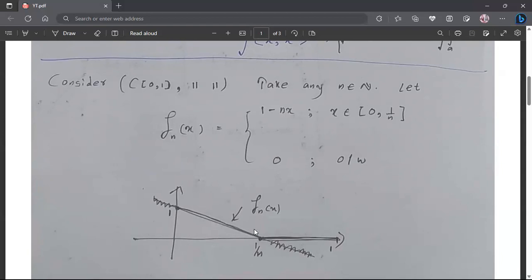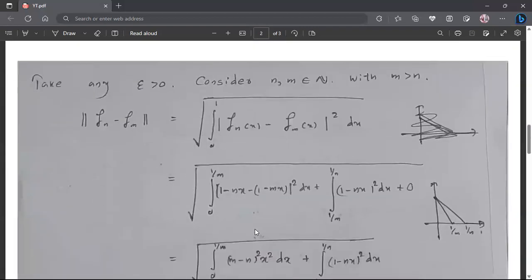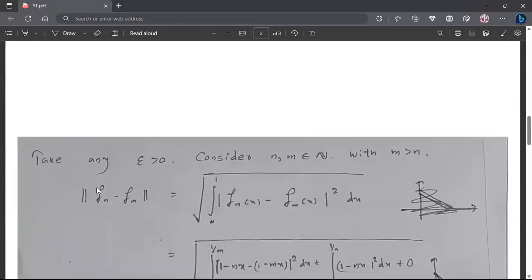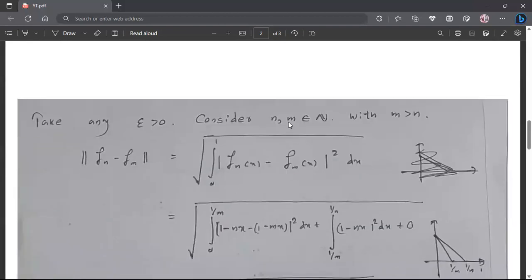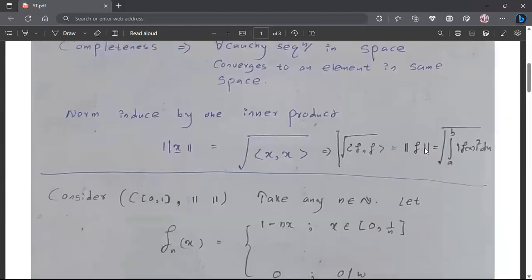So now what we are going to do is, first we have to show that this is a Cauchy sequence. So here we pick any arbitrary epsilon value and consider n and m in the natural numbers. Without loss of generality, we take m to be greater than n. So simply we are now going to evaluate the norm induced by the inner product, where the norm of fn minus fm should be the square root of, here's the definition.